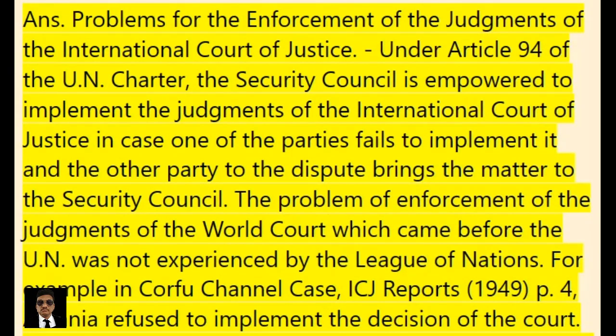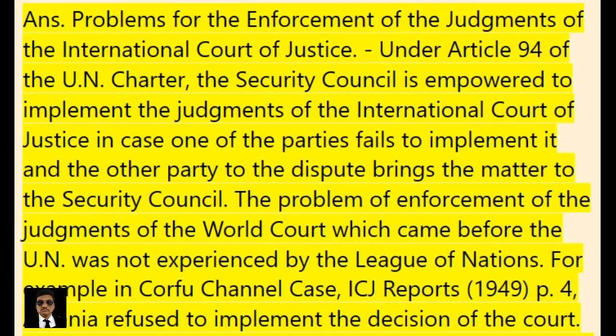Ans. Problems for the enforcement of the judgments of the International Court of Justice. Under Article 94 of the UN Charter, the Security Council is empowered to implement the judgments of the International Court of Justice in case one of the parties fails to implement it and the other party to the dispute brings the matter to the Security Council.